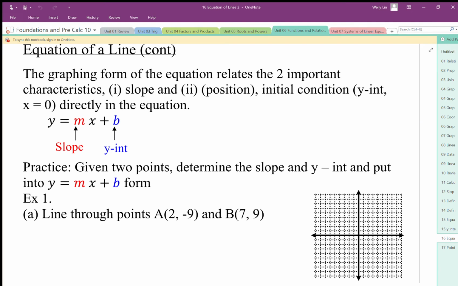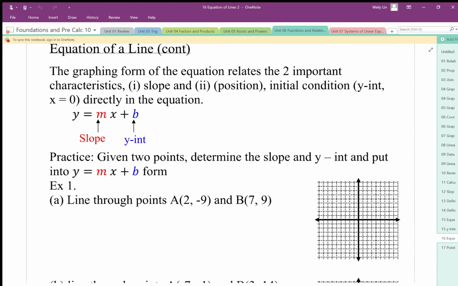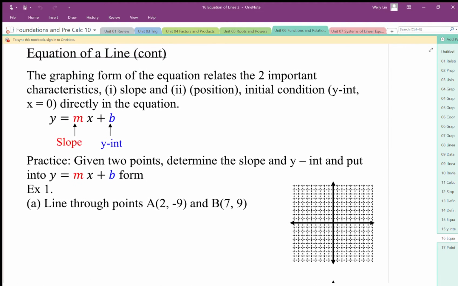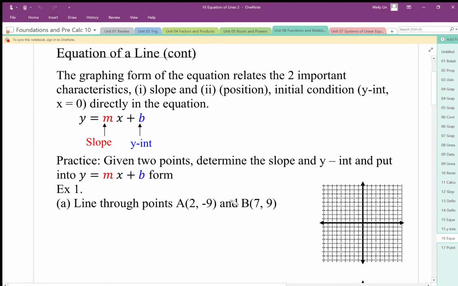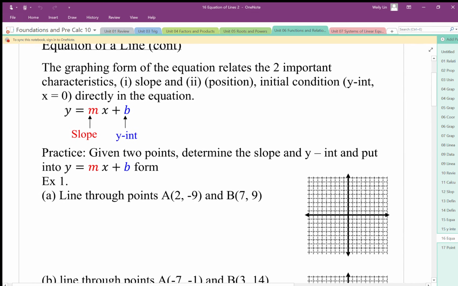So the graphing form of the line, which is y equals mx plus b, relates to two important characteristics of a line, the slope and the position, the m and the b in the y equals mx plus b form. So if we can find the slope and the y-intercept from points on the graph, from the picture of the graph, from the table, we can come up with the equation of the line.